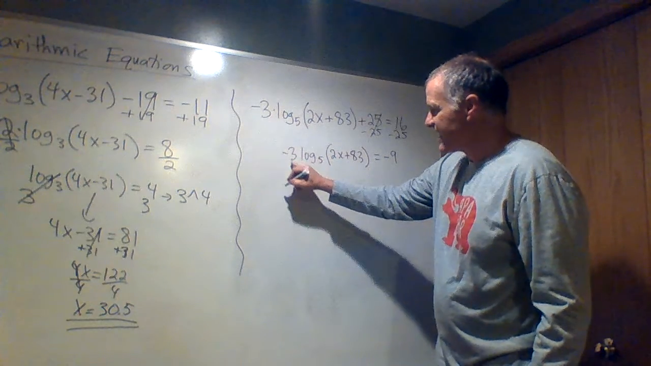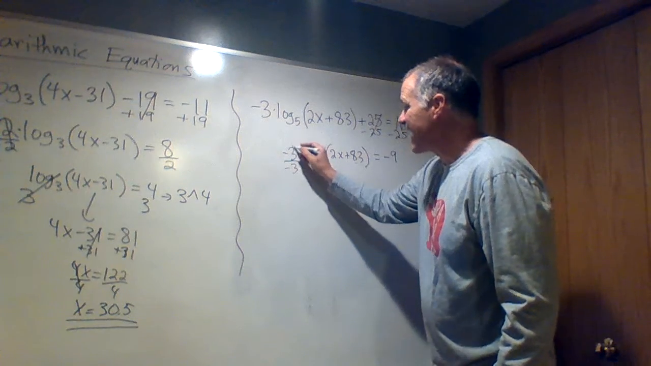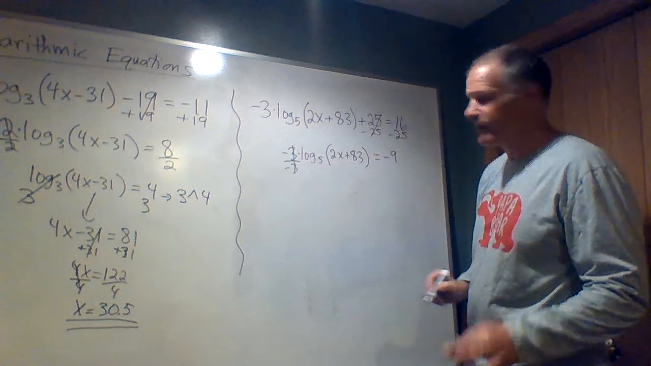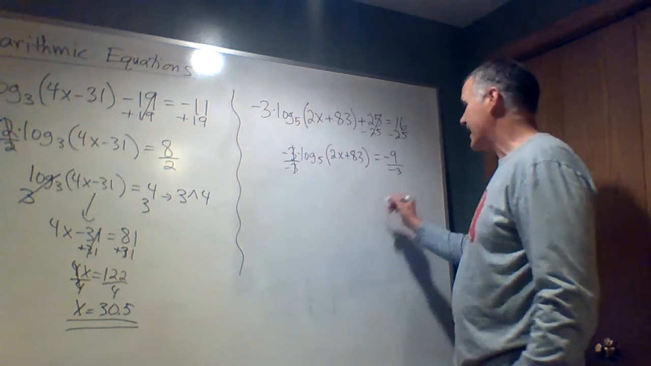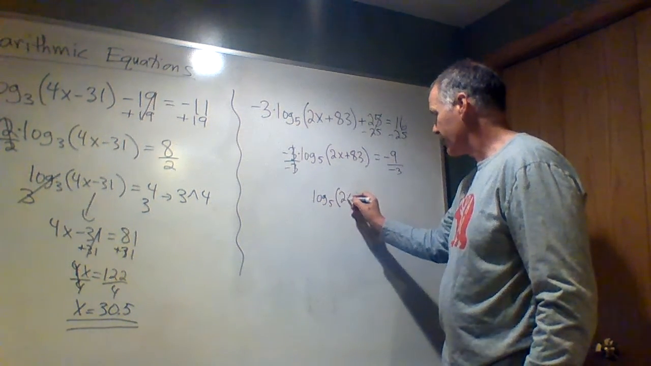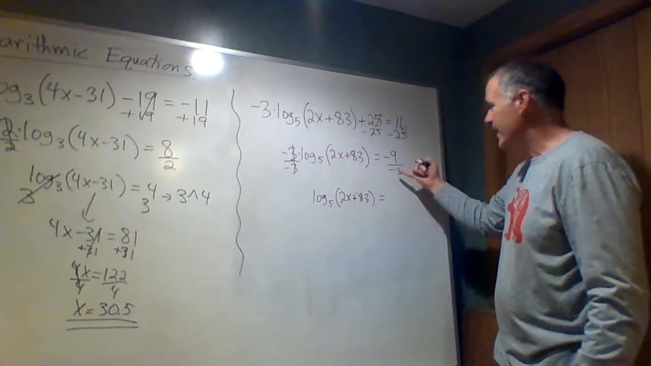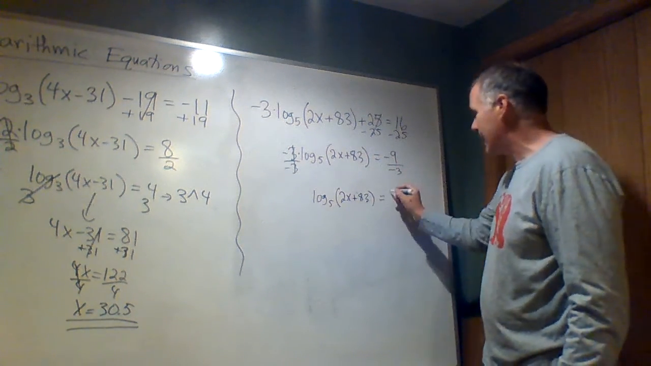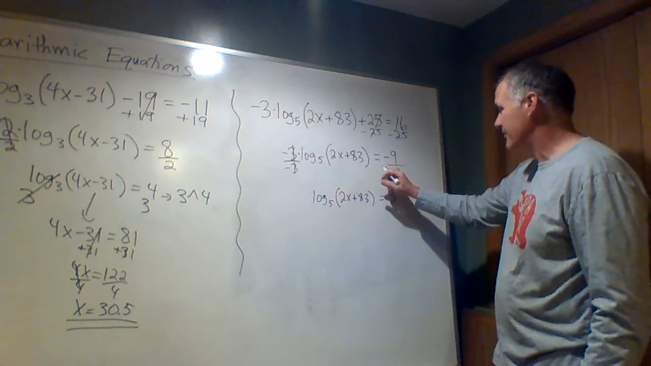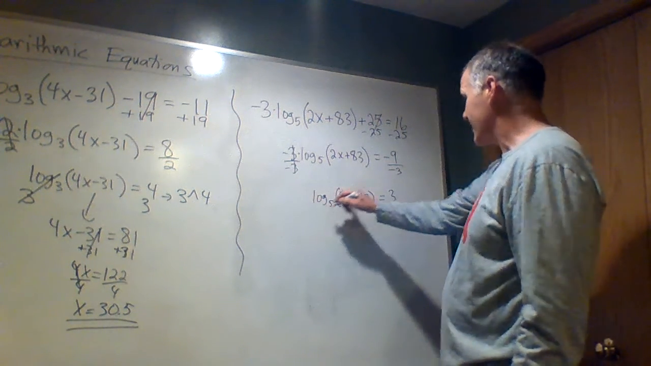Now again, I've got to get rid of that negative 3 in front of log. That's a negative 3 times, so I'm going to divide by a negative 3. Remember, guys, if I'm getting rid of a negative 3 that's multiplied, I actually divide by a negative. And I'm still going to have my log 5 of my 2x plus 83. Negative divided by a negative is positive. So negative 9 divided by negative 3 is positive 3. Log 5 now is by itself.